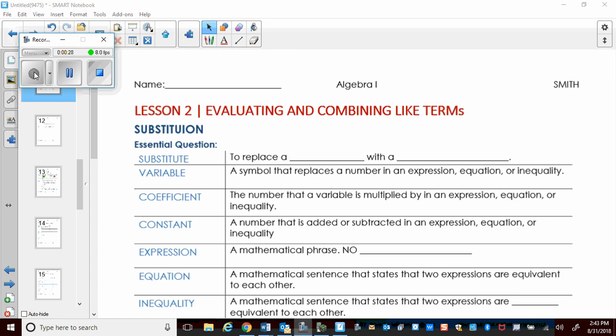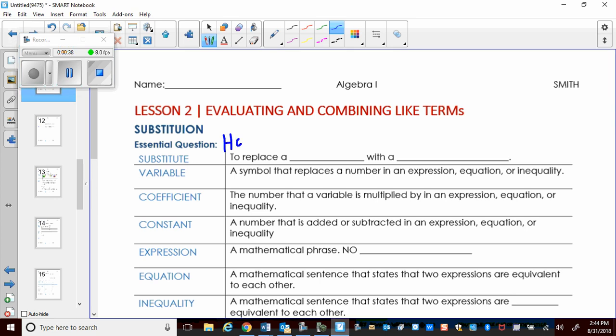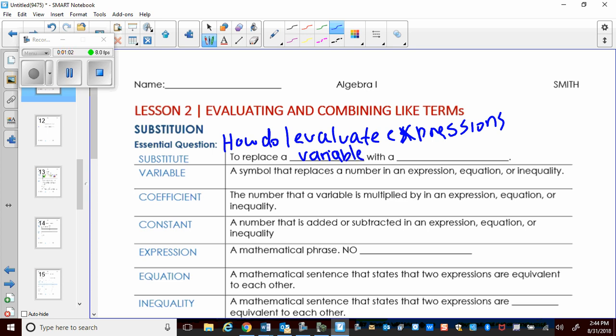So essentially what we're doing in this first lesson is answering how do I evaluate expressions? That's the first question we have. Atrocious handwriting I have. Okay? So when you substitute, you're just replacing a variable with a number in an expression.